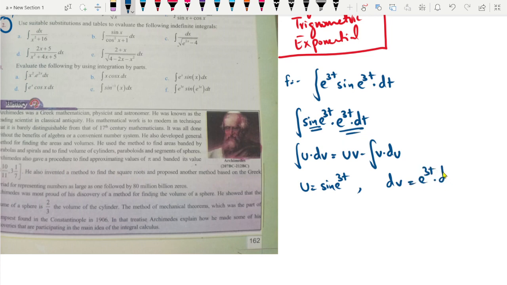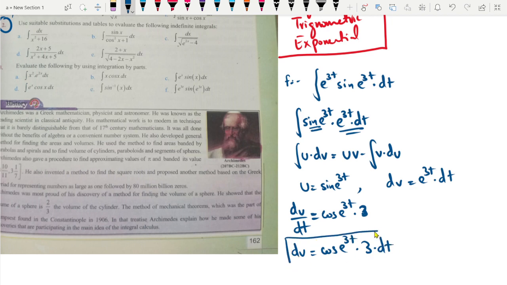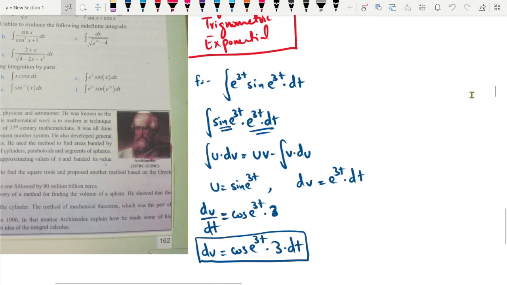Differentiate this with respect to t, because here this is t, not x. So du/dt is equal to cos of e^3t times 3. So du is equal to cos of e^3t times 3 dt. This is the value of du.